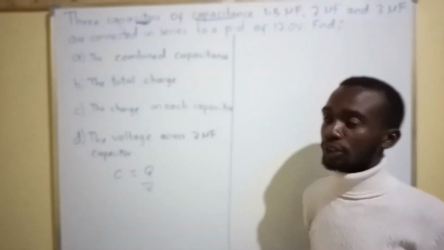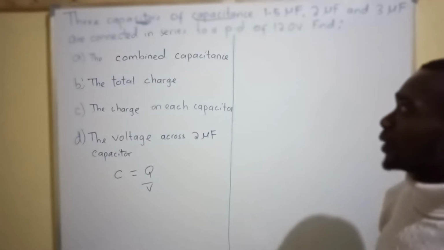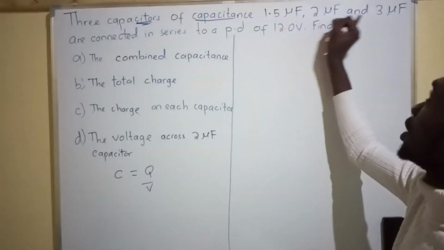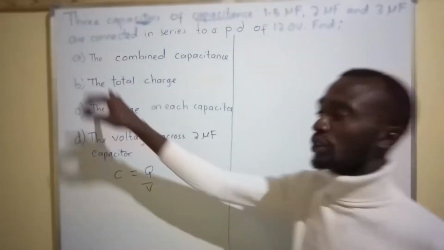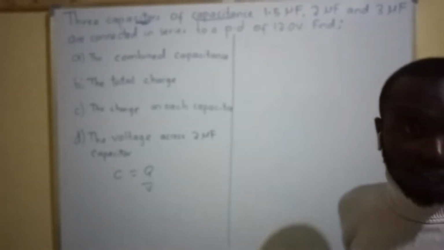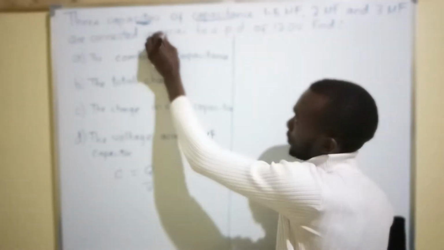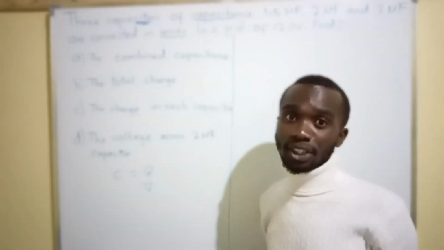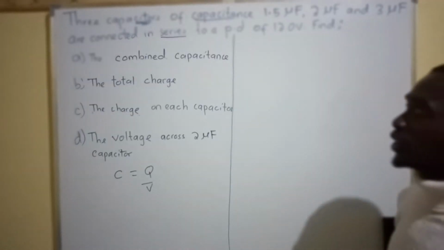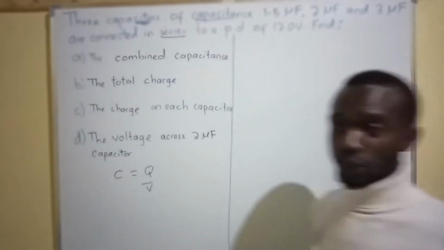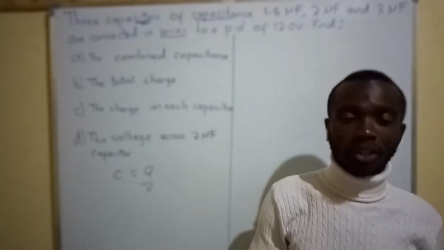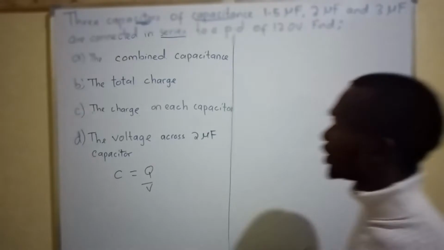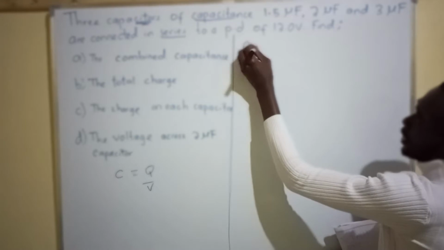Now, coming back to the question, we have three capacitors of capacitance 1.5 microfarads, 2 microfarads, and 3 microfarads connected in series. So the key word here is in series. Now, there's usually a confusion between capacitor connection and resistor connection. Sometimes you might be confused which formula you are going to apply while solving some questions involving the calculation. Now, the formula is very easy. So just write the capacitor. We have the capacitance.